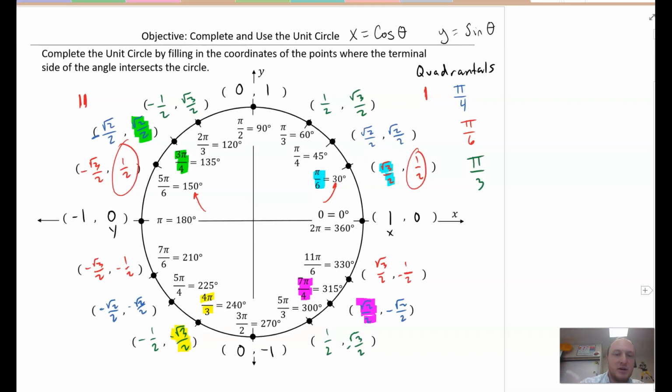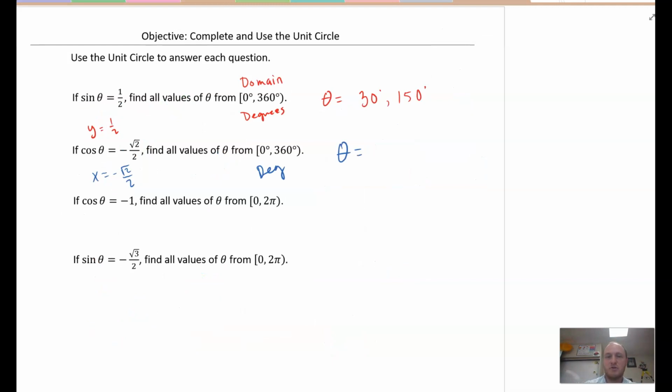That's going to occur here and here. So look at our x value, negative √2/2. But I made the mistake, guys. Why didn't you tell me? It's in degrees, right? So I want 135 degrees and 225. So theta is 135 degrees and 225 degrees.